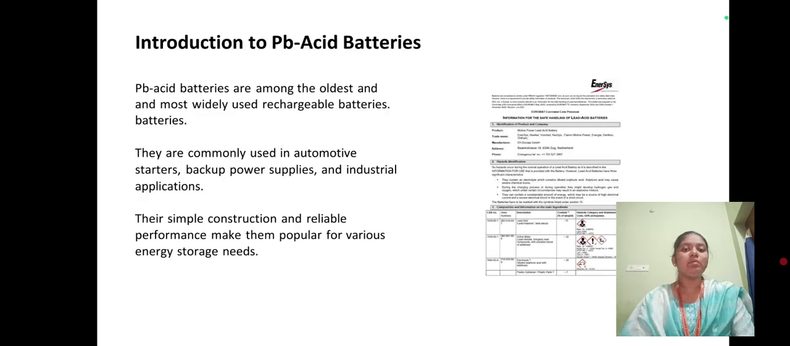Now I am discussing the first topic, introduction to lead acid battery. Lead acid batteries are among the oldest and most widely used rechargeable batteries, and they are commonly used in automotive starters, backup power supply, and industrial applications. Their simple construction and reliable performance make them popular for various energy storage needs.